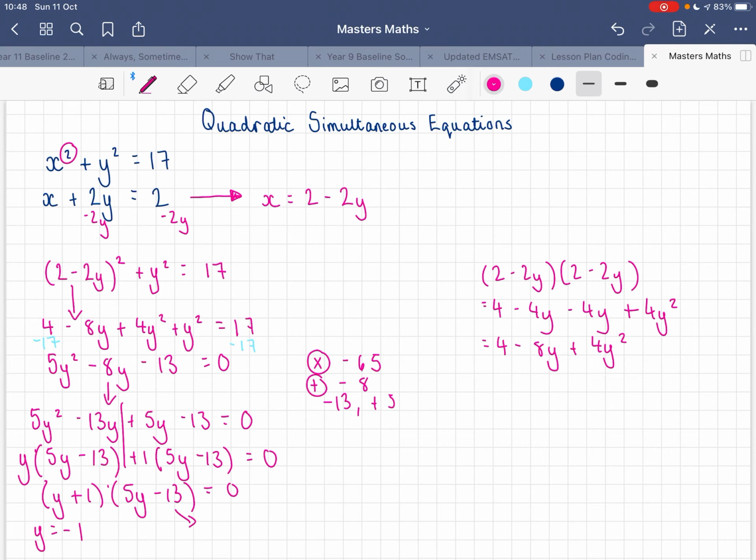This one's a little bit more complicated, so put it equal to 0 if that helps you. So we're going to add 13 across and then divide by 5. y equals 13 over 5. We run out of room there.